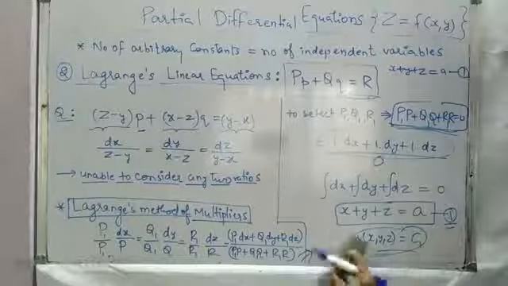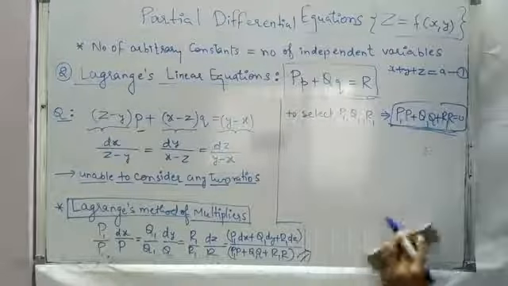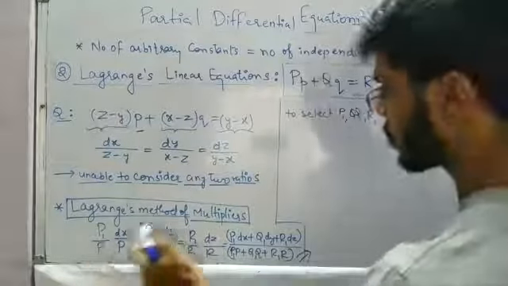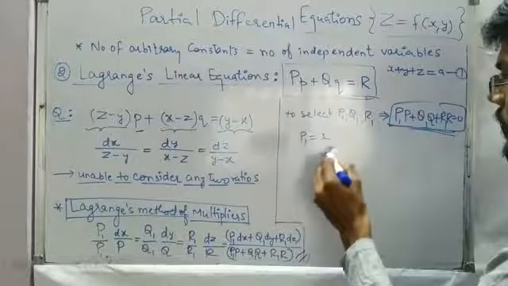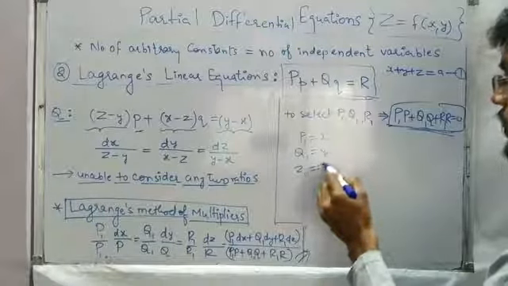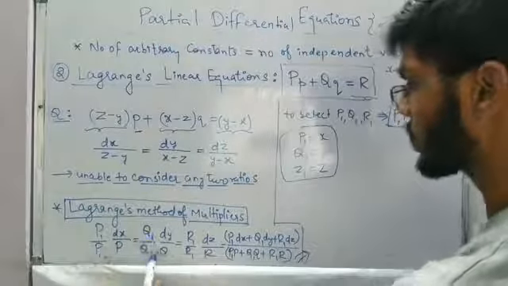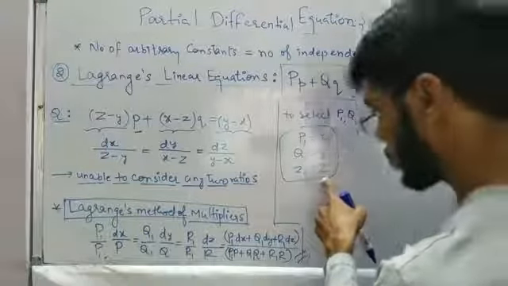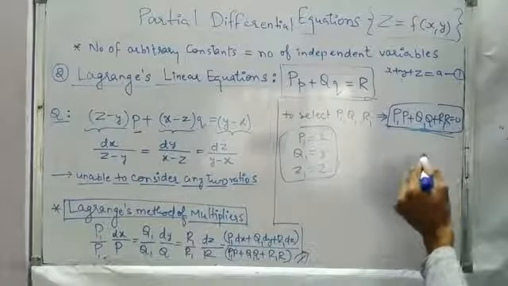So this is nothing but u of x comma y comma z is equal to c1. And again, we multiply dx upon p, so I am taking the multipliers as p1 is equal to x, q1 is equal to y, and r1 is equal to z. So we multiply and divide by x and x, multiply and divide by y and y, multiply and divide by z and z. But before doing that, we have to make sure that p1p plus q1q plus r1r is equal to 0.